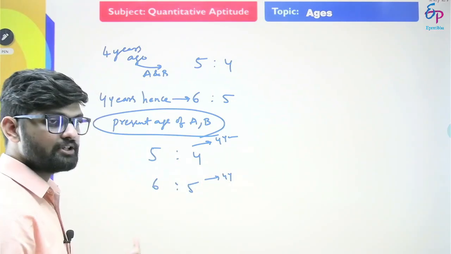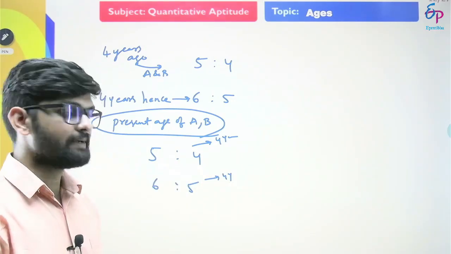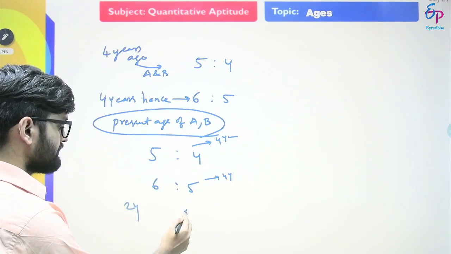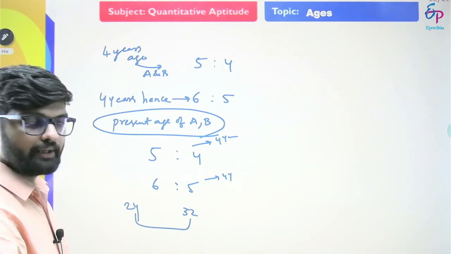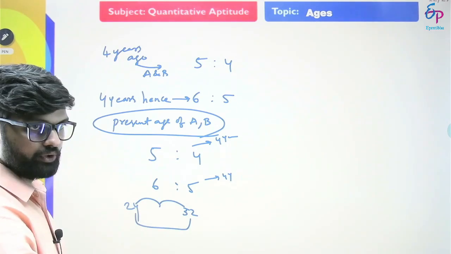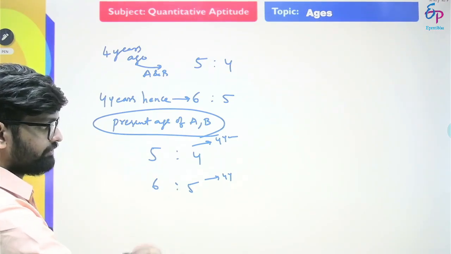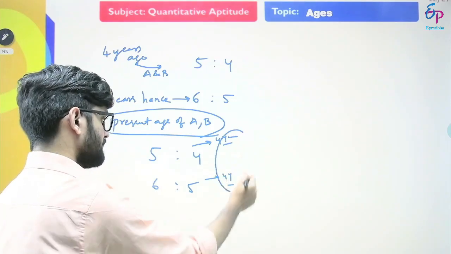Now what is the difference between 4 years back and 4 years after? See, 4 years back my age was 24, 4 years after my age is 32. What is the difference of these two? It is 8, right? How are we getting 8? 4 years back I am going, 4 years into the future I am going. That means the difference is becoming 8. If one is ago and one is after, just take this as a sum.